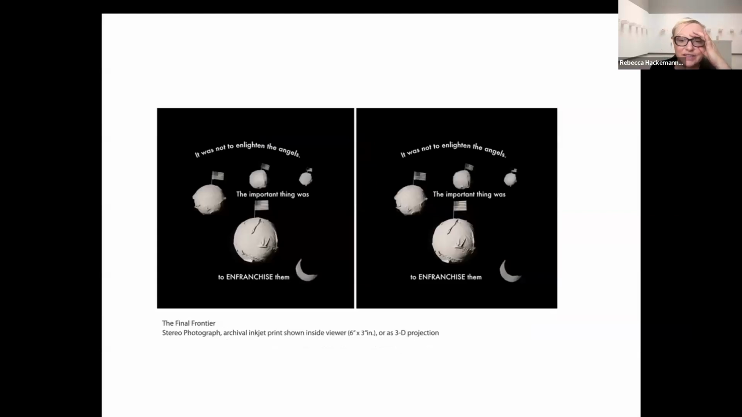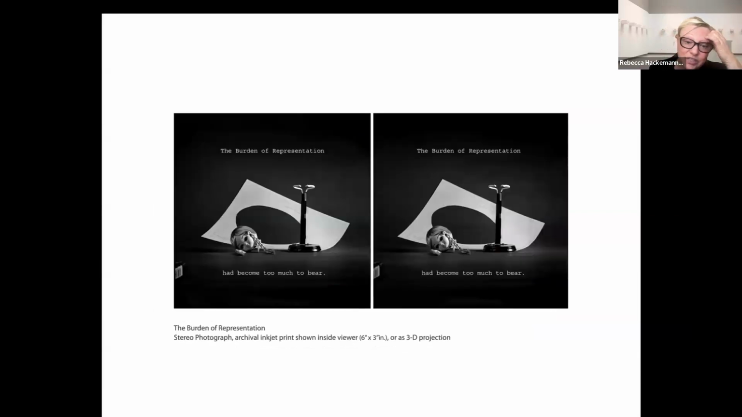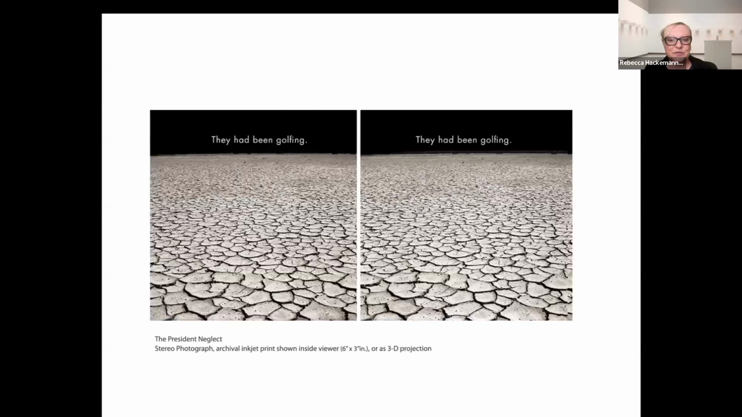And this is the colonization of space. These are also done around 2010 to 2014. The burden of representation. This was in 2016, the president neglect. This was when Trump was golfing all the time and didn't really do anything.